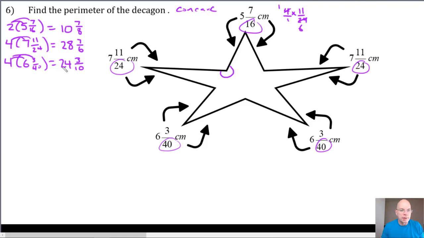And so what I would propose we do now is recognize that if what we're ultimately trying to do is add these together, 10 and 7/8, and 28 and 7/6, and 24 and 3/10. And then just combine like terms, just combine the wholes. 10 and 28 is 38. 38 and 24 is 62. Then we just need to add these fractional parts and we'll have our whole perimeter.